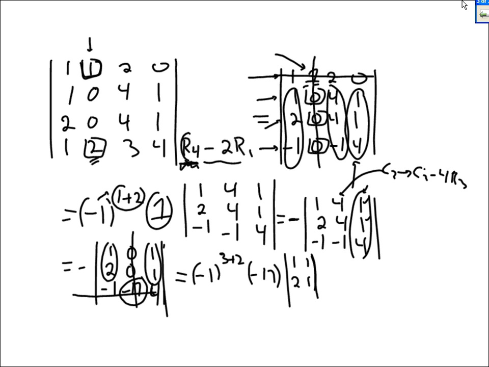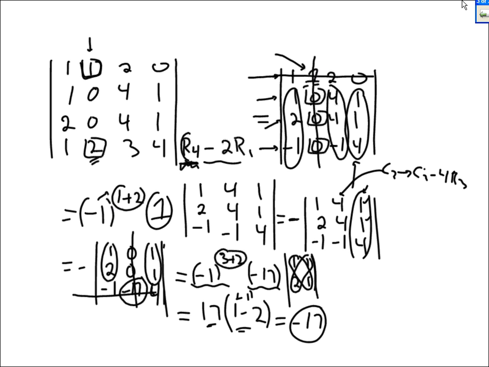All right. Now, this is 5. -1 to the 5 is -1. -1 times -17 is 17, and the determinant is 1 minus 2, which is -1. And 17 times -1 is -17.